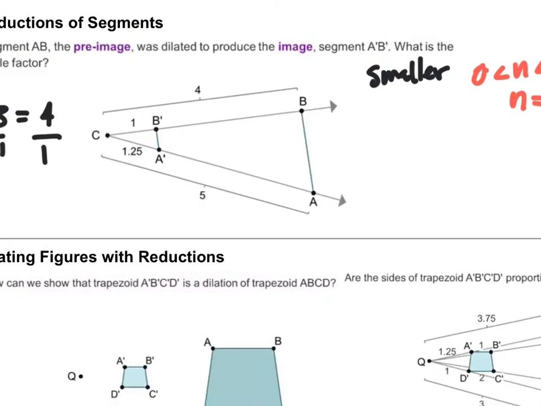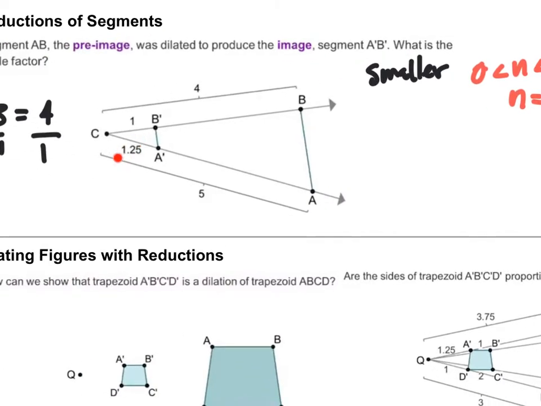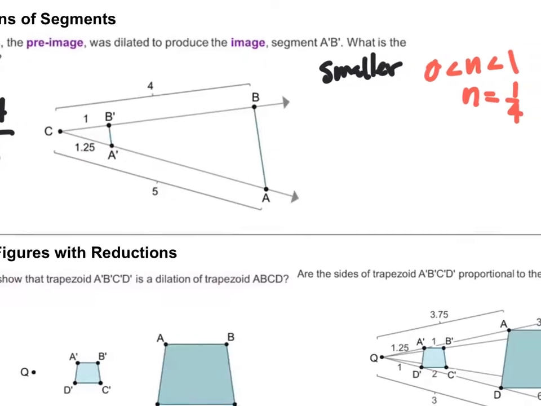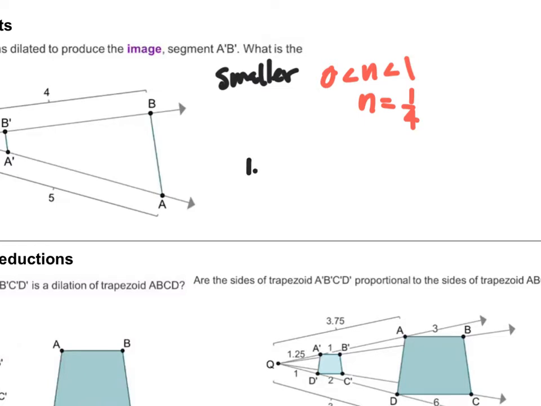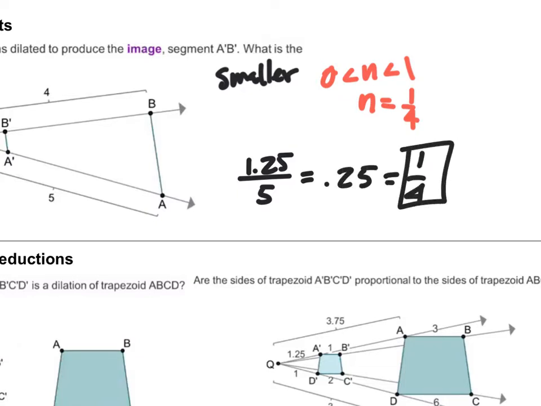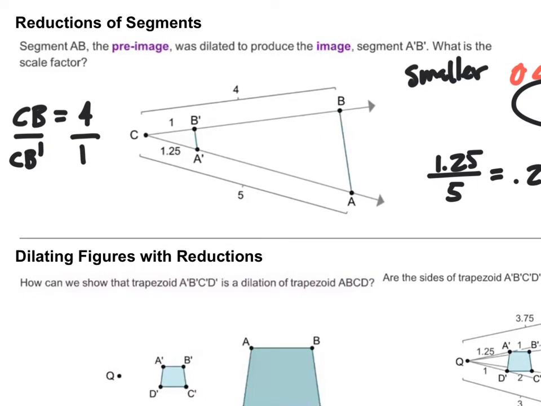Now let's do the same thing over here. I want to take A prime C and then AC and see what we get. If I take 1.25 and divide that number by 5, that's also going to give me 0.25, which is the same value as 1/4. So your scale factor is 1/4. But you have to use the side lengths to create a fraction that gives you that value.